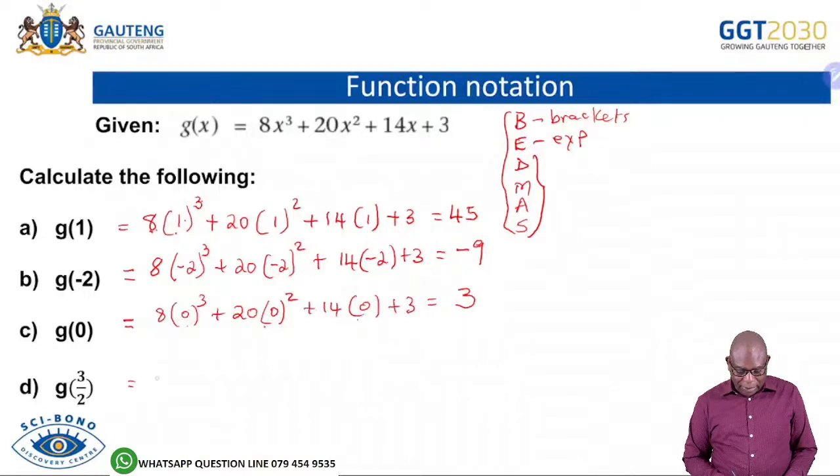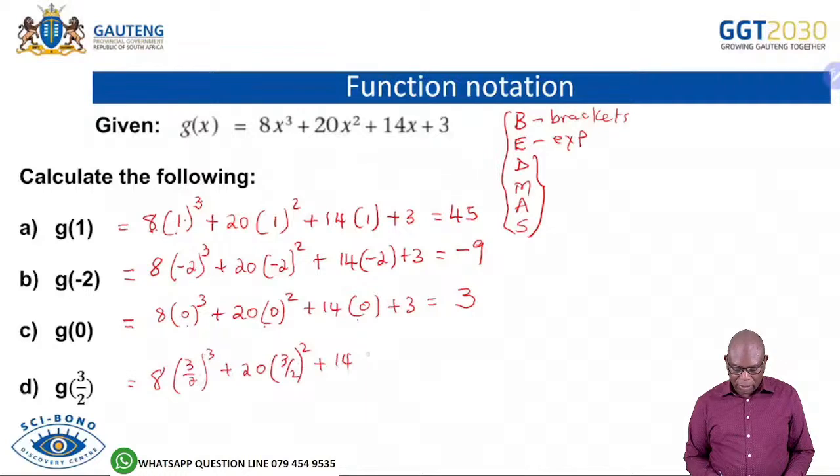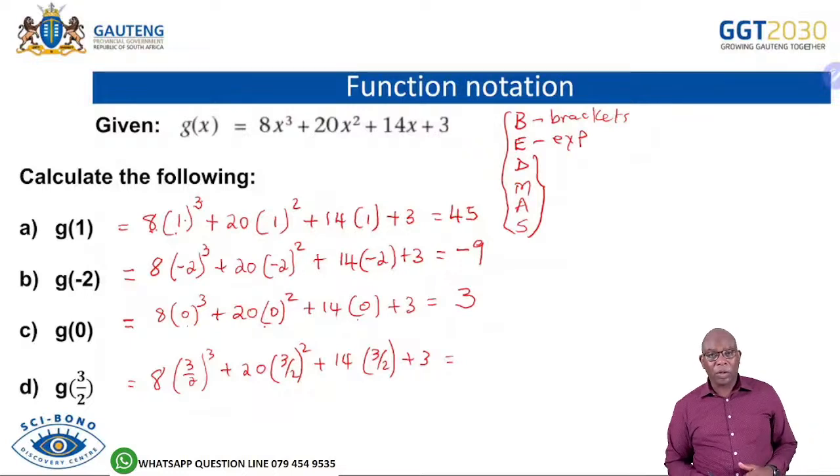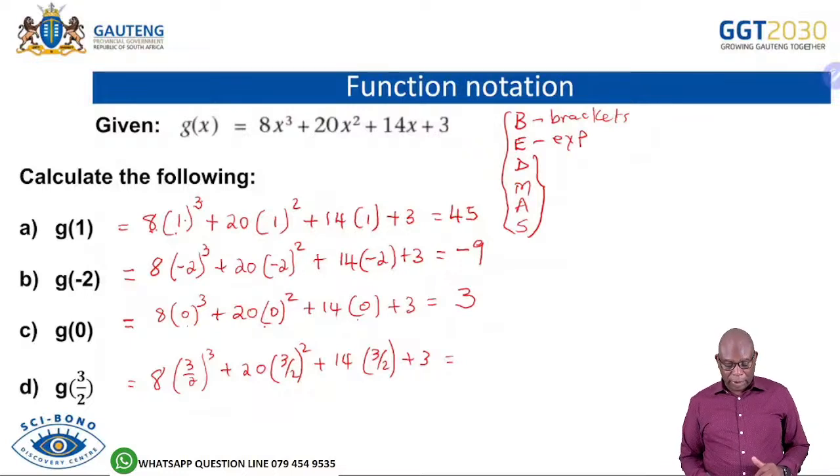Okay, right, the last one: 8 into 3 over 2 cubed plus 20 into 3 over 2 squared plus 14 into 3 over 2 plus 3 is equal to. So if you work that one out, use a calculator also. Please, when you use a calculator, do it once. Don't do the first part and then that one and then add a 3.